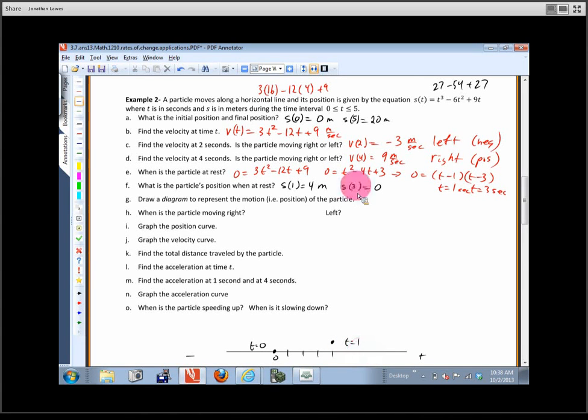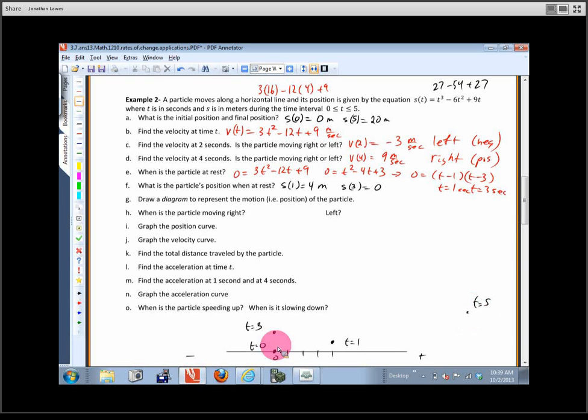The next bit of information I have, the next time I have, is 3 seconds, it's back at 0. So I'm going to put right here. So this would be t equals 3. And then when I'm done, at 5 seconds, it's 20. Its position is positive 20. So that would be way over here at t equals 5.